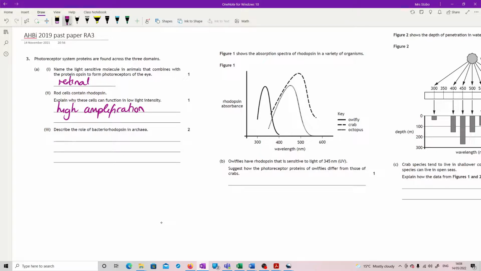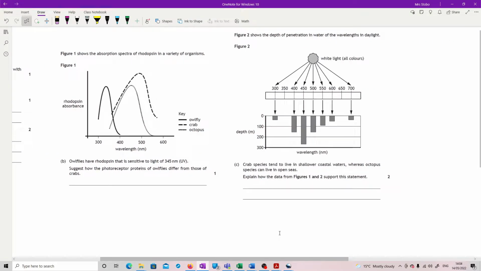Okay, now you need to know the entire pathway of that one, but for 1 mark, you're just going to say it's high amplification. Okay, describe the role of bacteria rhodopsin in RK. Forget that, because that is also not in the content anymore. Okay, let me spin to the right a little bit.